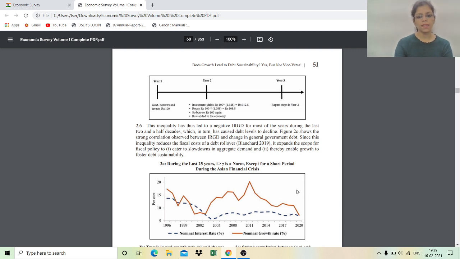But if we say that we decrease our debt and then we can think of achieving more growth, that really may not be possible because our growth rates are more fluctuating than our interest rates. So we see how growth leads to debt sustainability, but we do not really say that decreasing debt may lead to higher growth.